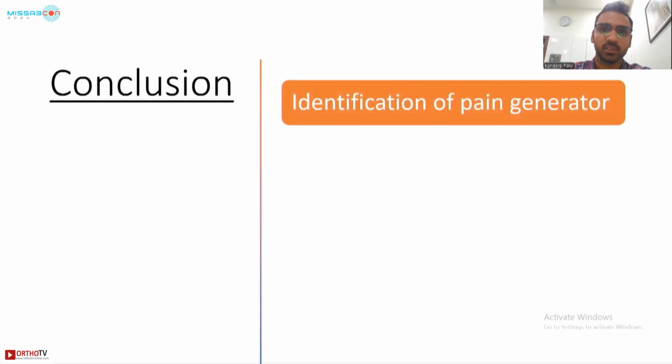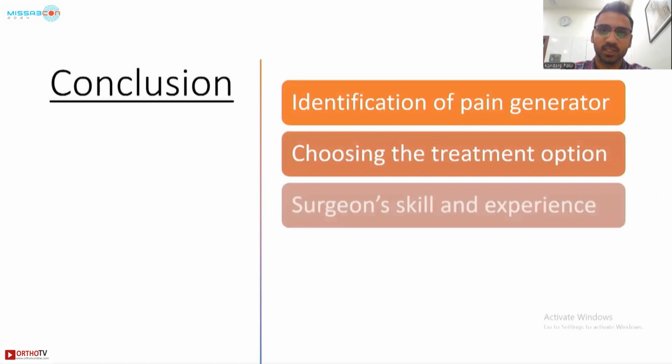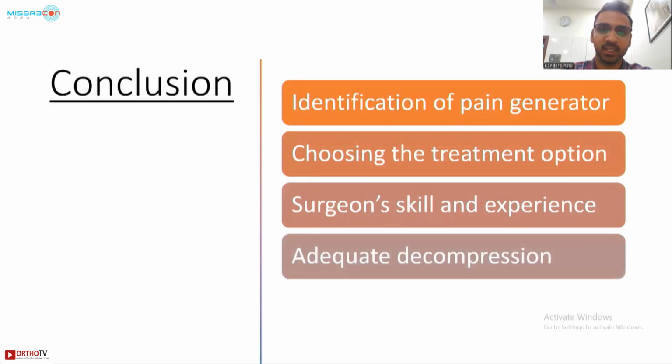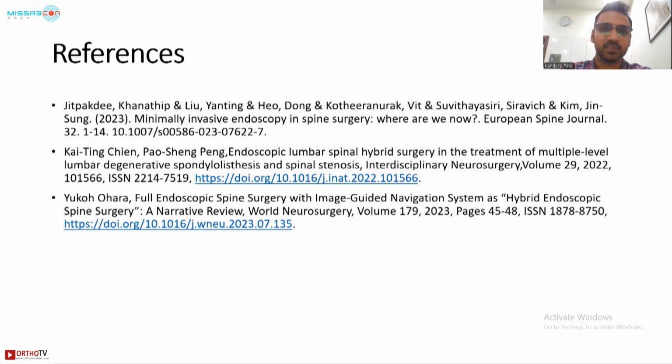So in conclusion, the identification of the pain generator is important, and with the surgeon's skill and experience, one can choose the different available options and utilize them as a hybrid technique. And with adequate decompression, this hybrid technique can give good clinical outcomes. These are some references.